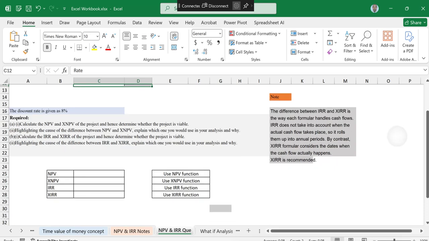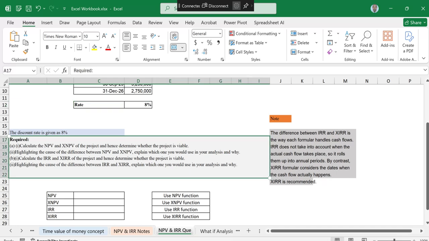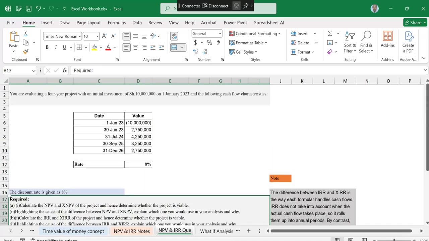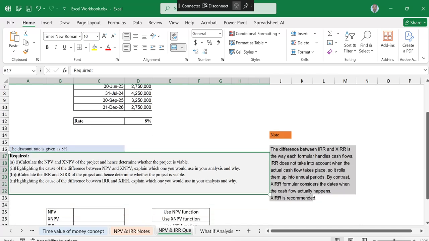Now, required. Number 1, calculate NPV and XNPV of the project and determine whether the project is viable. Number 2, highlight the causes of difference between NPV and XNPV. Explain which one you would use in your analysis and why. Then again, calculate IRR and XIRR of the project and determine whether the project is viable. Highlight the causes of difference between IRR and XIRR. Explain which one you will use in your analysis and why. So this is a very, very nice question for the NPV concept and also the IRR concept.